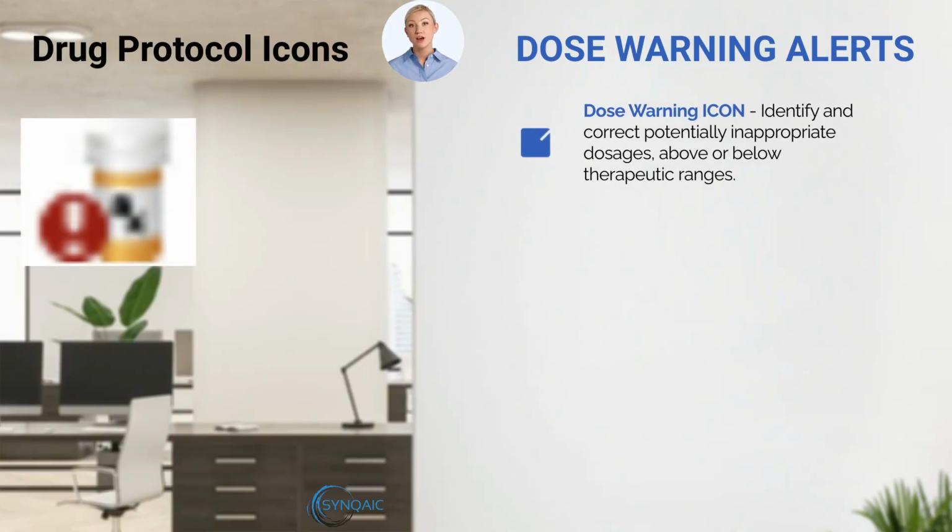The dose warning icon within a drug protocol alert serves as a crucial indicator for healthcare providers, signaling potential concerns regarding the prescribed dosage of a medication. This alert provides immediate notification, drawing attention to instances where the prescribed dose may exceed recommended safety limits or fall below therapeutic levels. By highlighting the risk of potential overdose or underdose, healthcare providers are prompted to take necessary action to prevent medication errors and ensure patient safety.